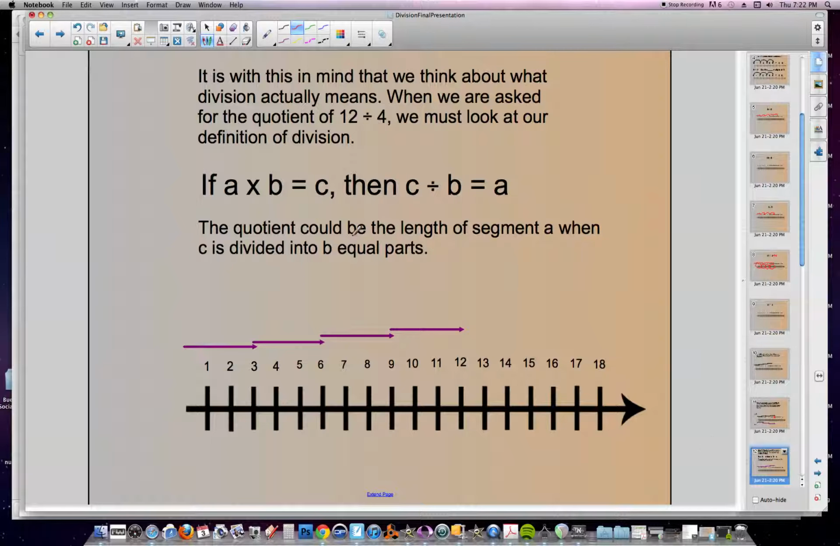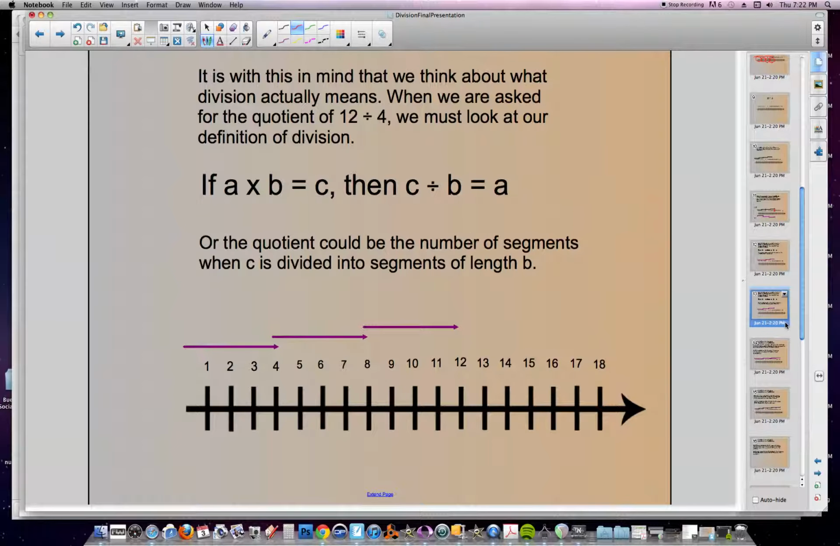The quotient could be the length of a segment when A is divided into B equal segments. So once again, if we say 12 divided by 4, what we're saying is, if I divide 12 into 4 equal segments, what is the length of each of those segments? And we say, okay, well, that's 3, that's 3. Yeah, they're all 3. So the length is 3. 12 divided by 4 is 3.